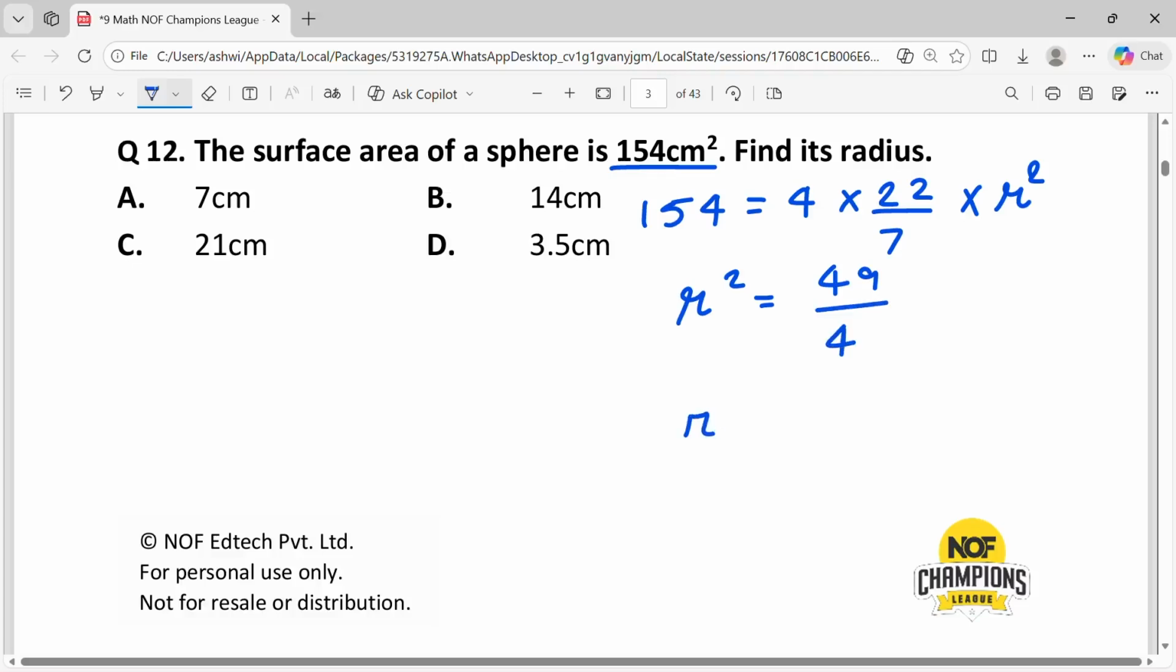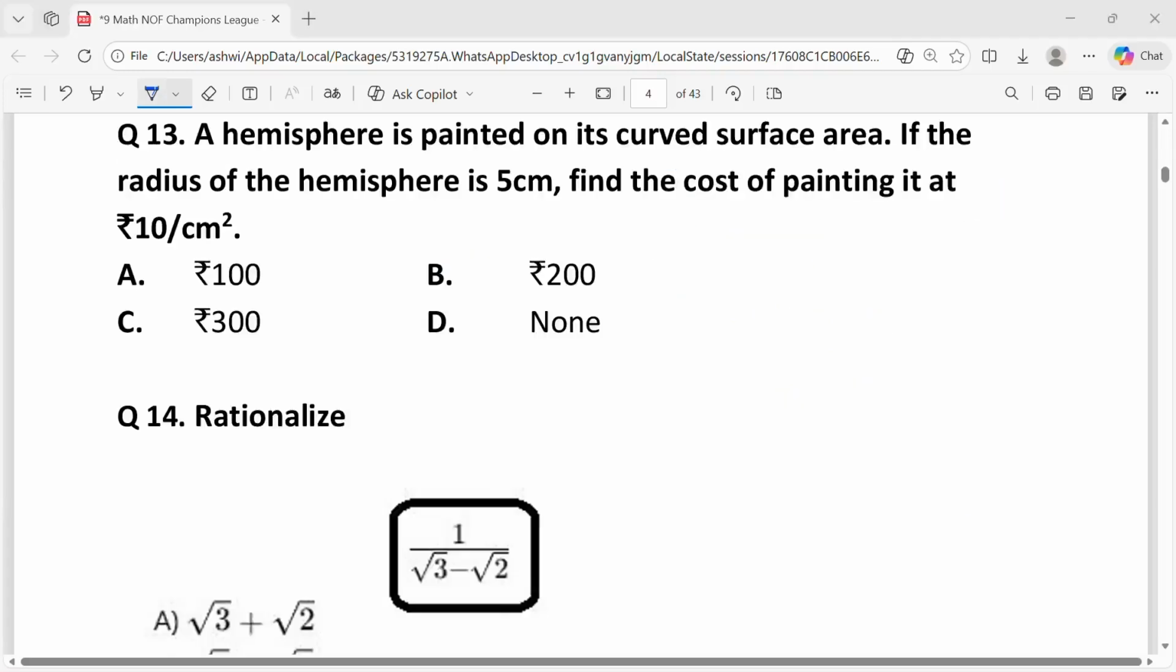Solving for r, we have r is equal to 3.5. That is option D. Question 13. A hemisphere is painted on its curved surface area. If the radius of the hemisphere is 5 centimeter, find the cost of painting it at rupees 10 per centimeter square.